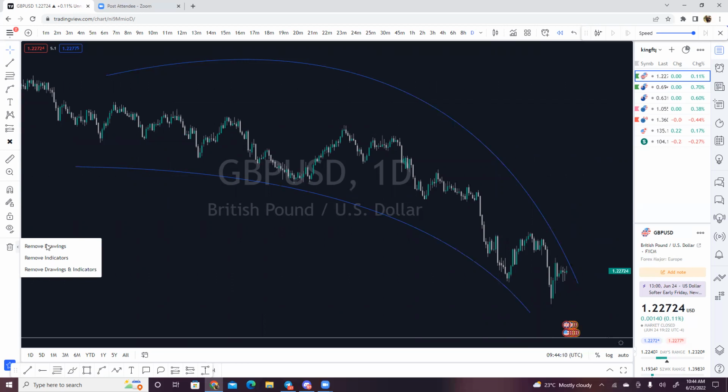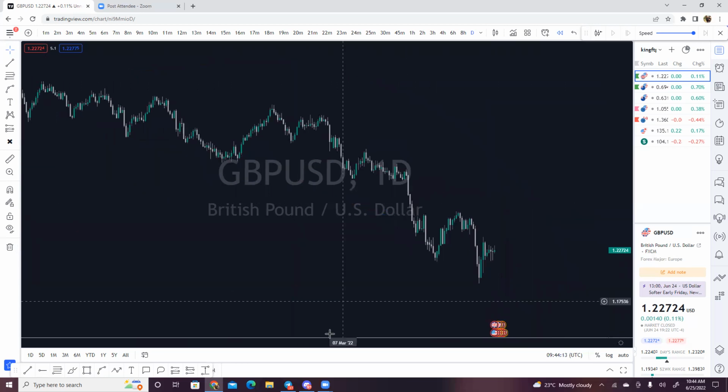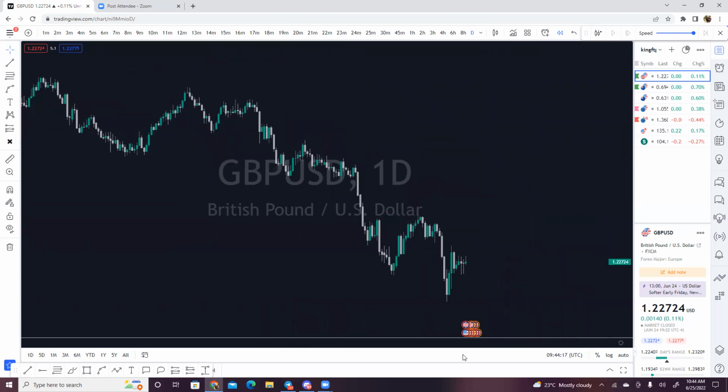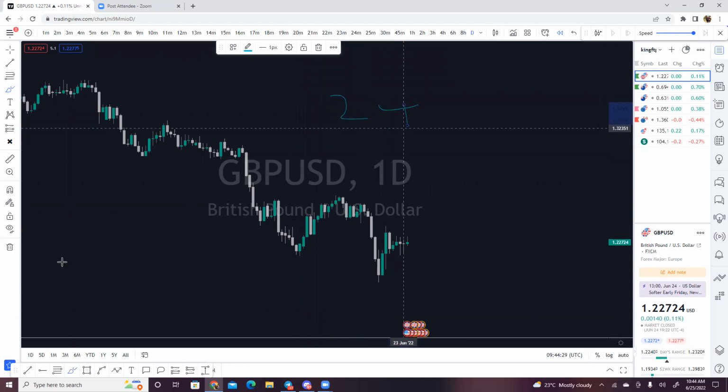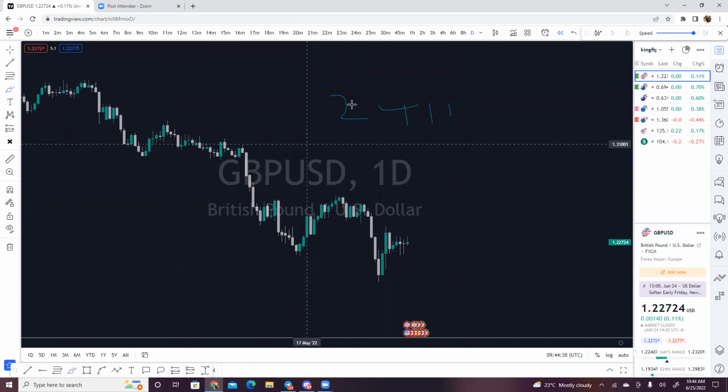Let's remove the drawings. So this is the daily time frame. Now the next time frame I go to is the 12-hour time frame. Now remember, the daily time frame is actually 24 hours, right? Yeah, it's actually 24 hours. So after the 24-hour time frame, the next time frame we are going to is the 12-hour time frame. So that's just it. We're going to the 12-hour time frame to see what the market is actually trying to tell us. Just remove all this here.